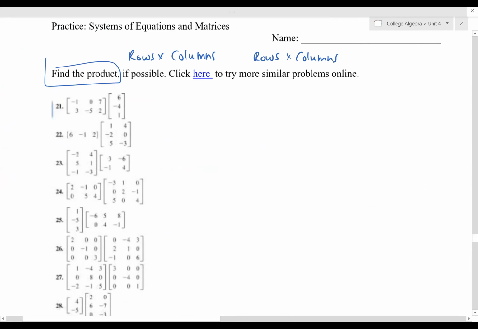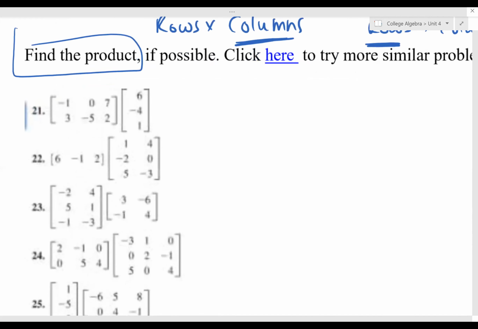In order for you to be able to find the product, the number of columns in the first matrix has to match the number of rows in the second matrix. Okay, so let's go ahead and just see with these examples if it's even possible.